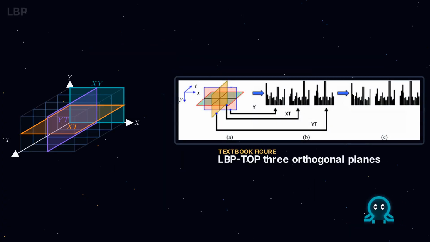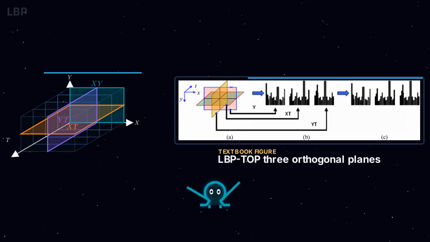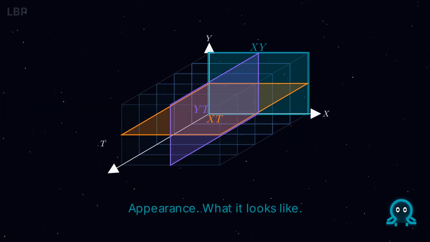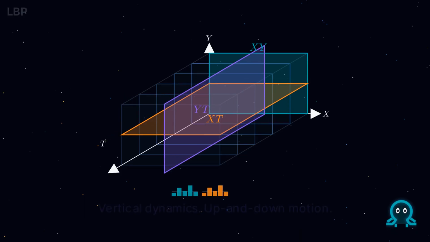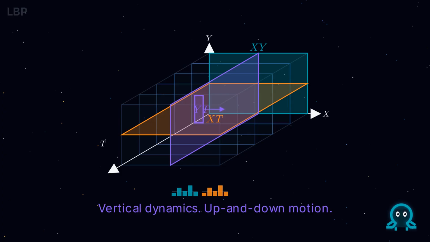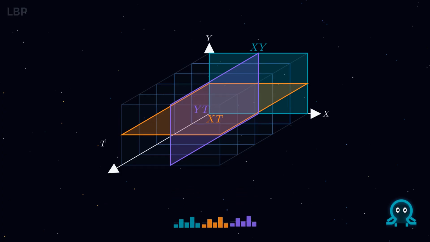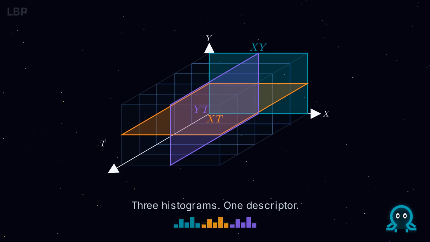This 3-plane construction matches the original textbook diagram. 3 planes, 3 histograms, concatenated into a single vector. That is LBP-TOP. Let's look at what each plane captures. XY represents the spatial world textures at a single moment. XT slices time horizontally, capturing sideways movements like the mouth widening. YT slices time vertically, capturing upward movements like a rising eyebrow.